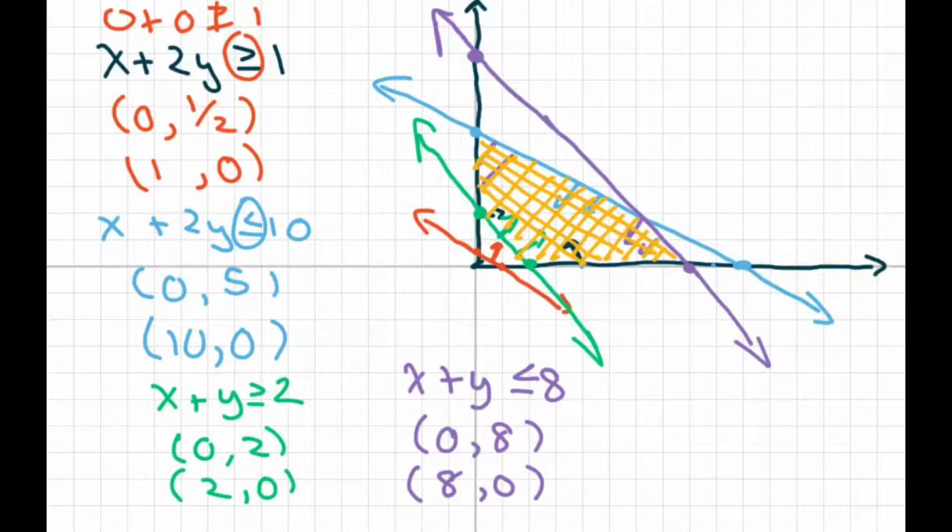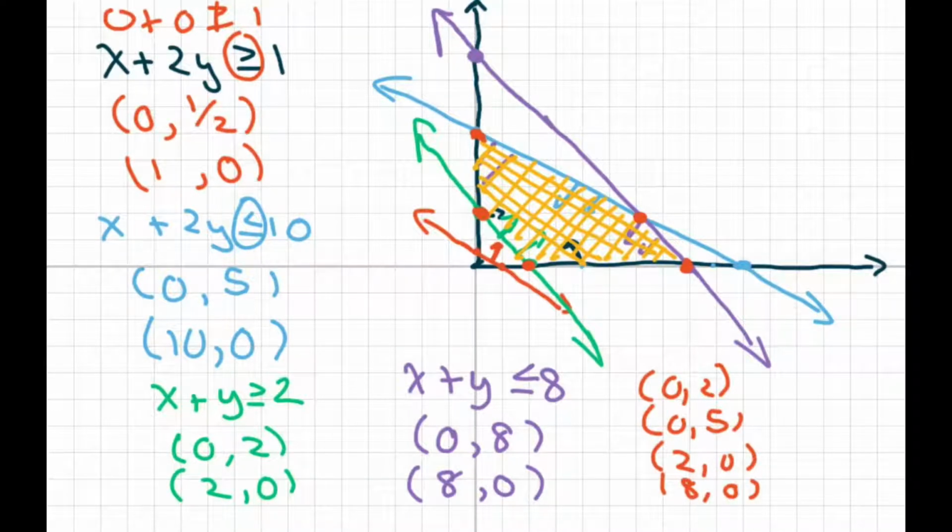All right. So it's bounded, and here are our corner points here, here, and here. We have one here that we might need to check on, and this one. So let's get the ones that are easy. My y-intercepts were 0, 2 and 0, 5. And my x-intercepts were 2, 0 and 8, 0. The one I'm not sure about is this one. Kind of looks like it's 6, 2.